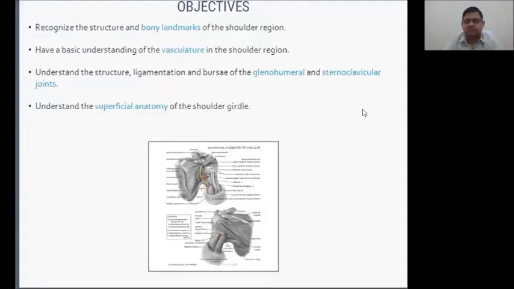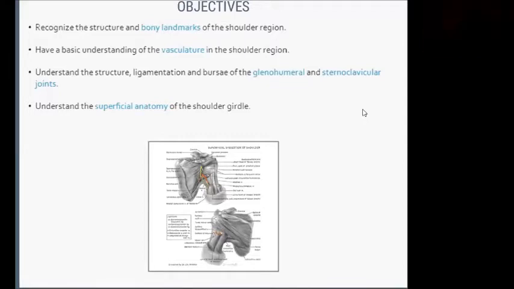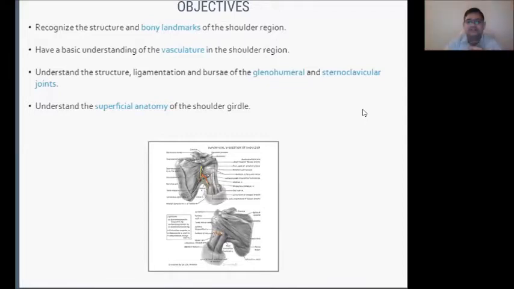Welcome friends, today we are going to talk about the shoulder joint. This is an interactive module from which we are going to learn certain objectives like, first of all, recognize the bony landmarks of shoulder region, then some basic understanding about the vasculature, then understanding the structure, ligamentation, and nerve supply of glenohumeral and sternoclavicular joints, and then ultimately understanding the superficial anatomy of shoulder girdle.